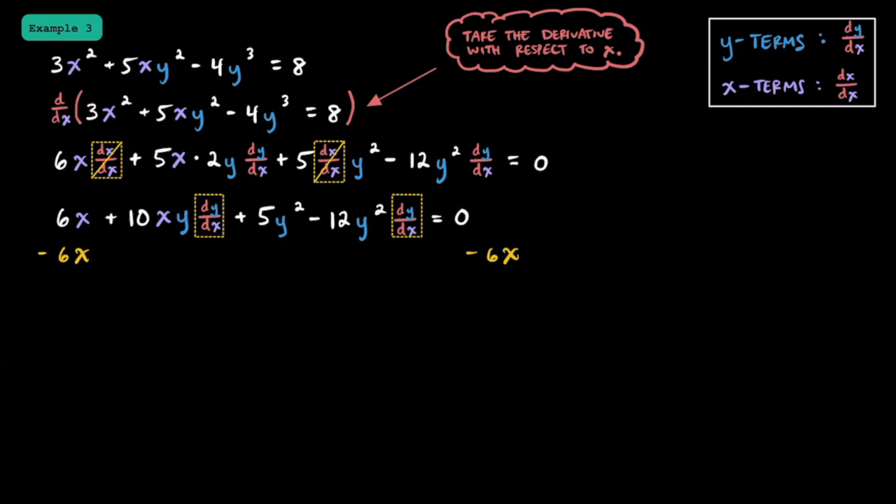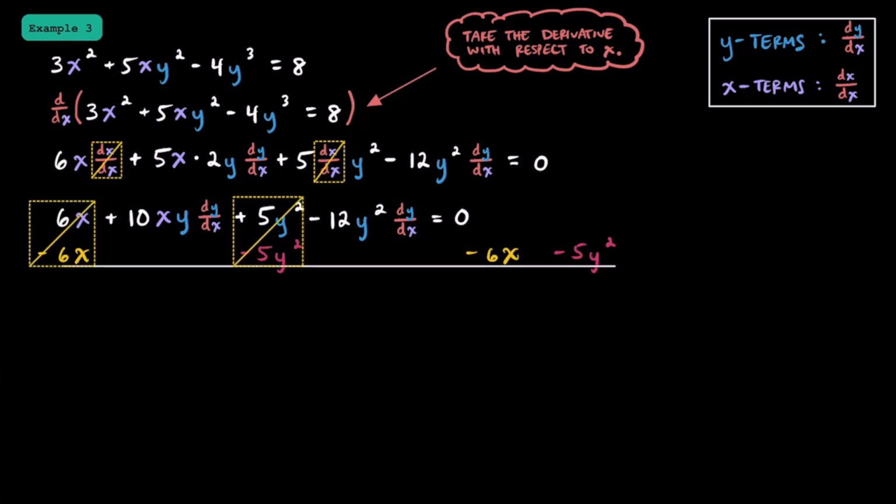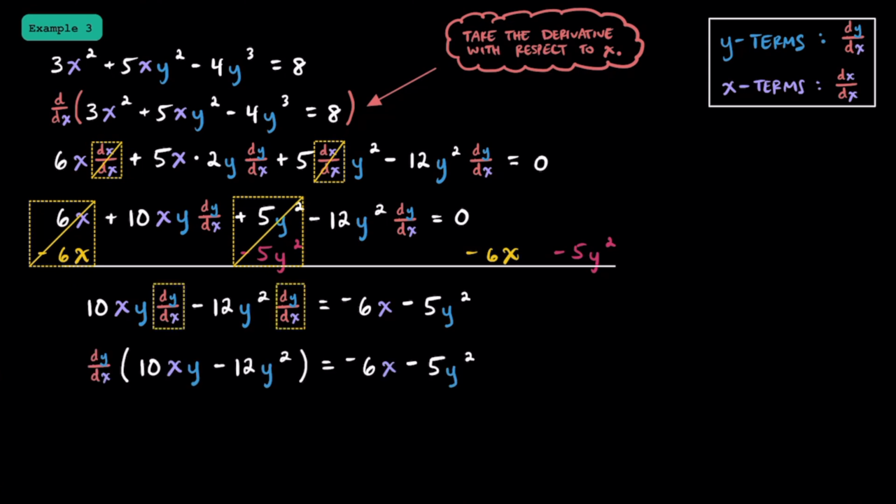First, we can subtract 6x from both sides to move it to the right side. Then we can subtract 5y squared from both sides. Both of these are going to cancel out on the left side, so we'll have 10xy dy/dx minus 12y squared dy/dx is equal to negative 6x minus 5y squared. Factoring out the common dy/dx's, we can write dy/dx times the quantity of 10xy minus 12y squared is equal to negative 6x minus 5y squared.